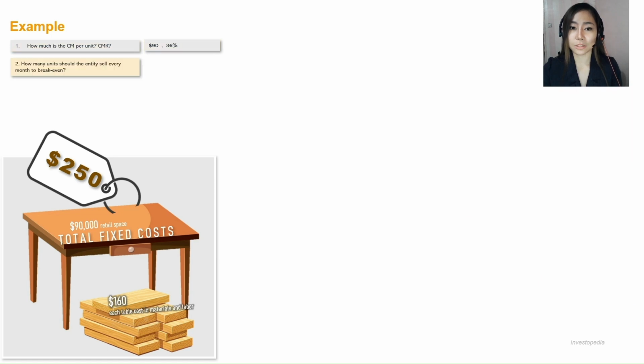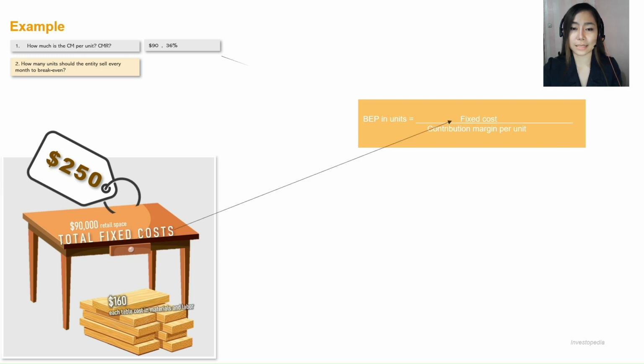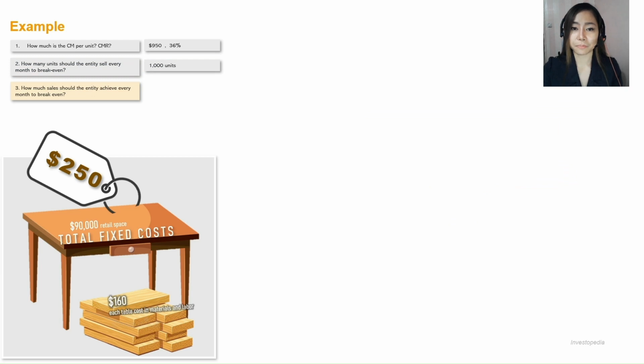So, the next question: how many units should the entity sell every month to break even? Here is our formula. Break-even point equals fixed cost over contribution margin per unit. Our fixed cost is 90,000 and the contribution margin is 90, so that is 1,000 tables to break even. So the company should sell 1,000 tables per month to break even. So no loss and no profit.